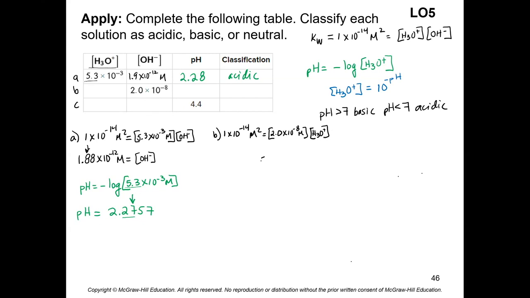So divide both sides by 2.0 times 10 to the negative 8. And when you do that, you're going to get your hydronium ion concentration. And that should be equal to 5.0 times 10 to the negative 7 molar. So that means our hydronium concentration is 5.0 times 10 to the negative 7 molar. And again, check that your significant digits are correct. I had 2 in my measurement here, so I have 2 in my answer.